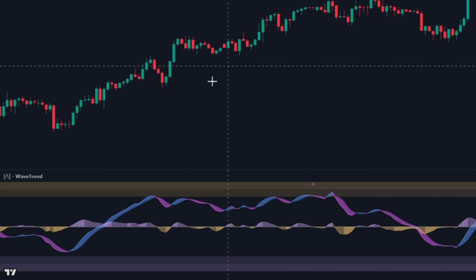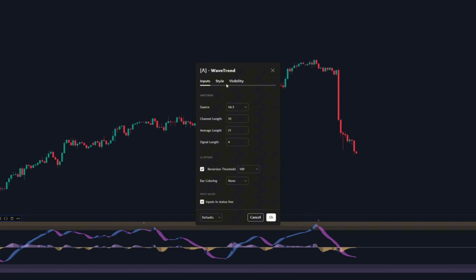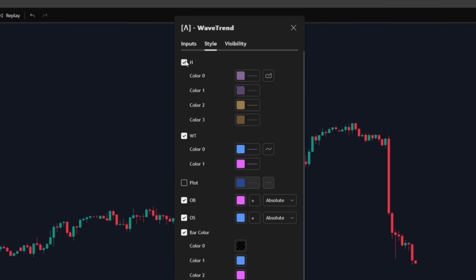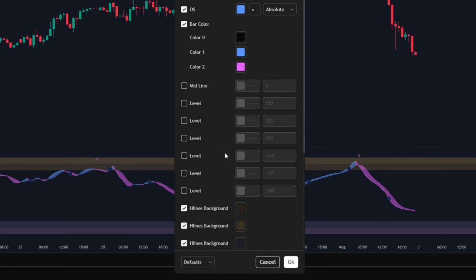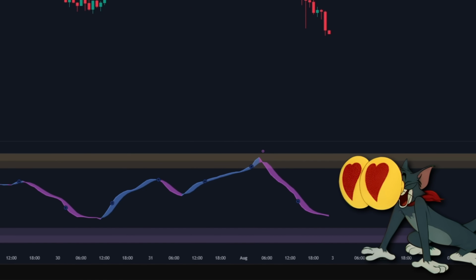Time to customize this indicator to perfection. Navigate to the indicator settings. We need to clean up this chart for maximum clarity. Head to the Style tab and disable both the histogram and the midline. Hit OK and watch your chart transform into a clean, professional setup.